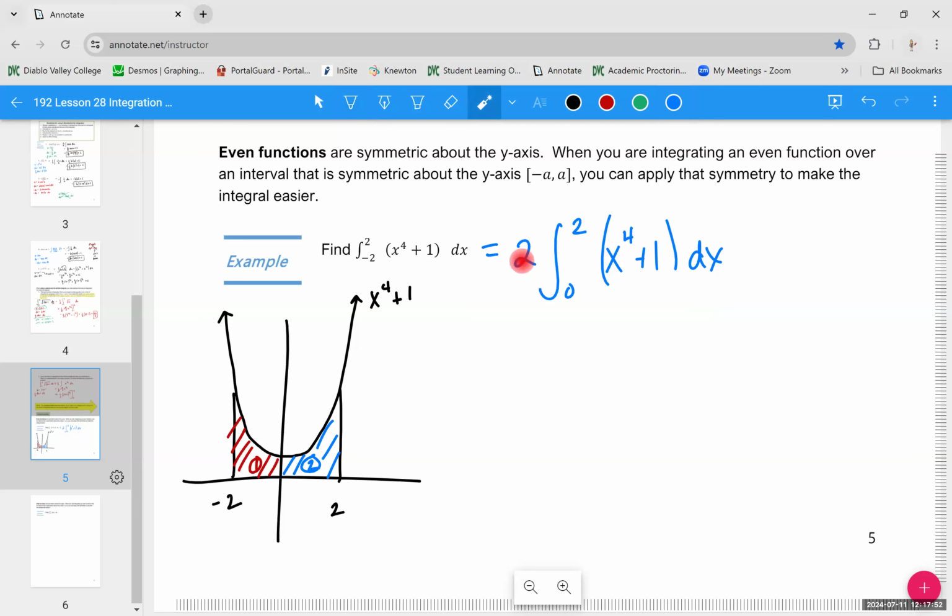But why would this be easier than this? I guess maybe if I did keep going. Right, what happens? I have x to the 5th over 5 plus x. Why is this easier than this? Because 0 is a very nice number to plug in. And so it just makes your ease of calculation that much simpler.